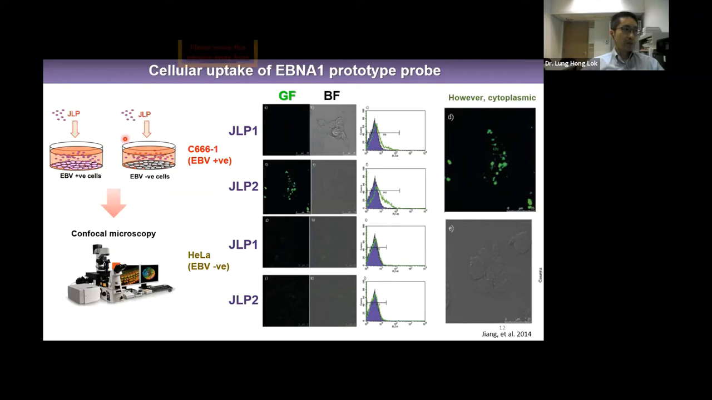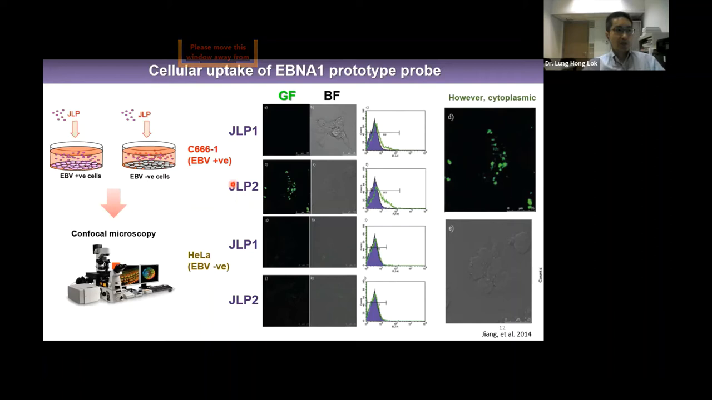So after a period of time, usually just a few hours, we perform the confocal microscopy to measure the fluorescent signals. So as you can see, for the EBV negative cell line, the HeLa cell, there's no fluorescent signal at all, okay? And for JLP1, there's no signal. And we only observe the signal emitted from JLP2, right? Those green fluorescent signals are emitted from JLP2 in the EBV positive cells. So indicating that JLP2 can selectively label the cell with EBV, right? But cells without EBV will have no signals, okay? At this point, it seems like this compound is working. It's working well, okay? It can emit fluorescent signals, okay?